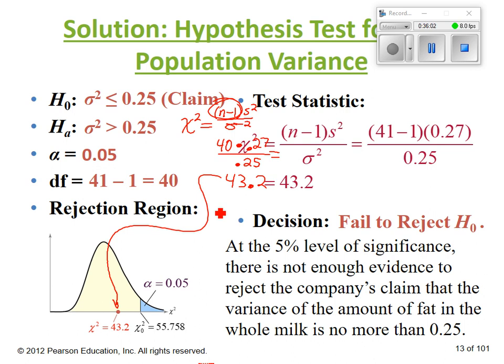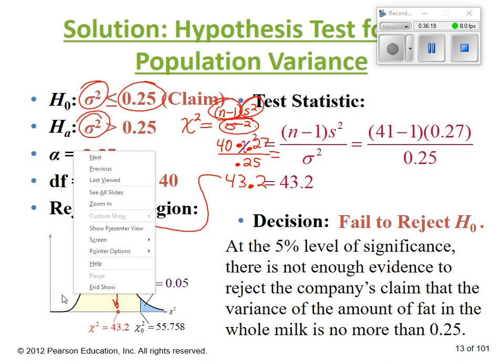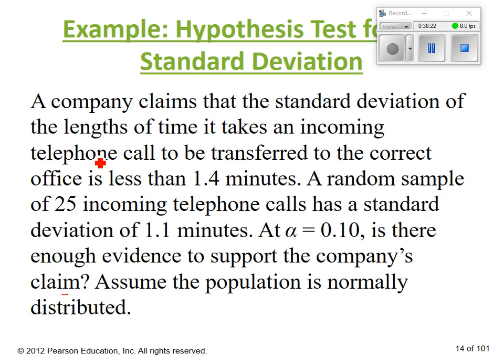Same stuff, doing the same stuff we've been doing all chapter long, just now with the chi-squared stuff. And again, on this one, we didn't have to square them because they were already squared, since we were dealing with variance. On some of them, you'll have to square those. And I think this is one of them.